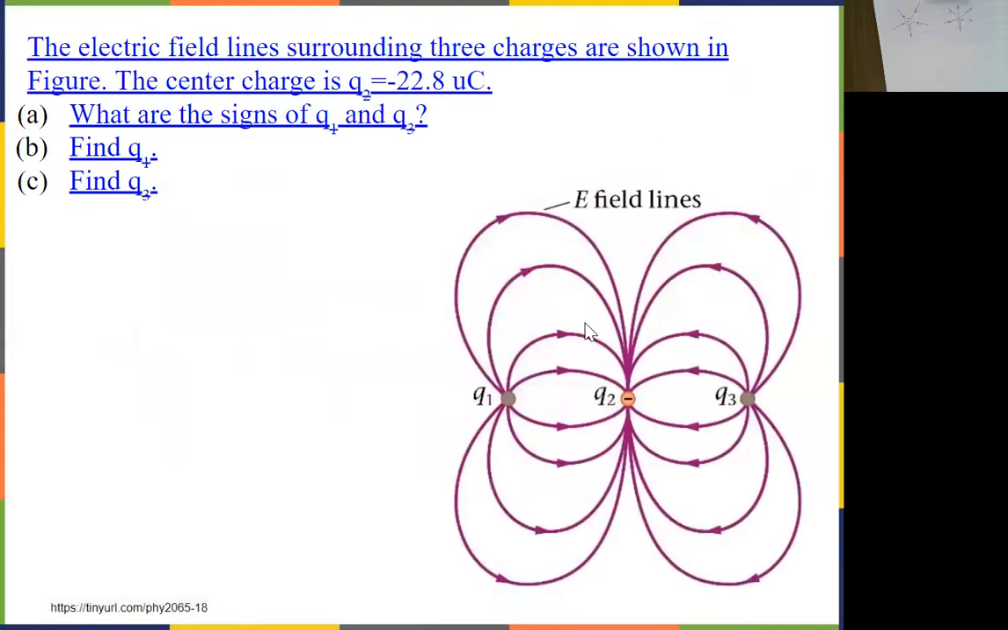A couple more conceptual questions here. On this one, electric field lines are indicated. You have three Qs, and you know that the one in the middle is negative. It's asking you what the signs of Q1, Q2, and Q3 are, and then to find Q1 and Q3 given that the negative one is 22.8 microcoulomb.